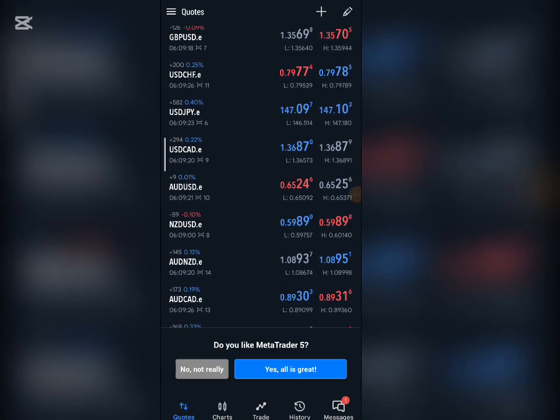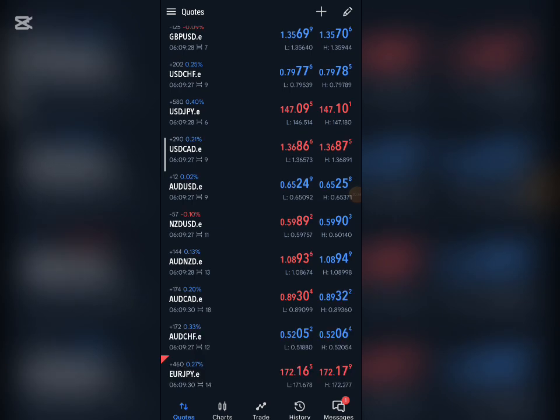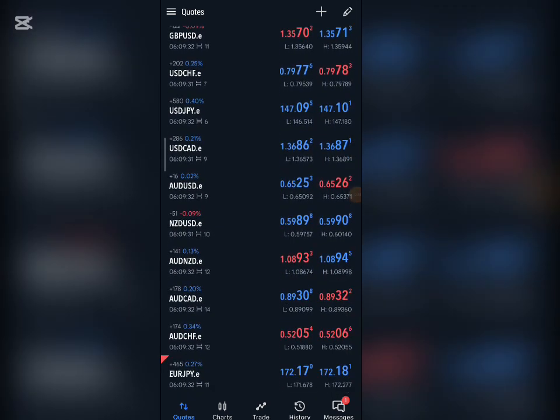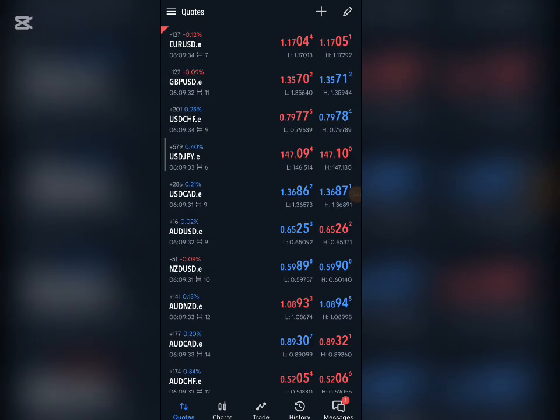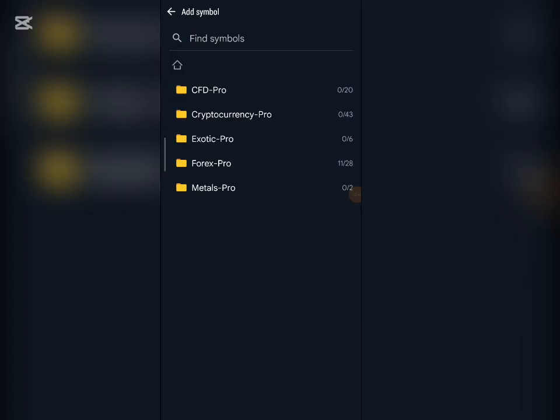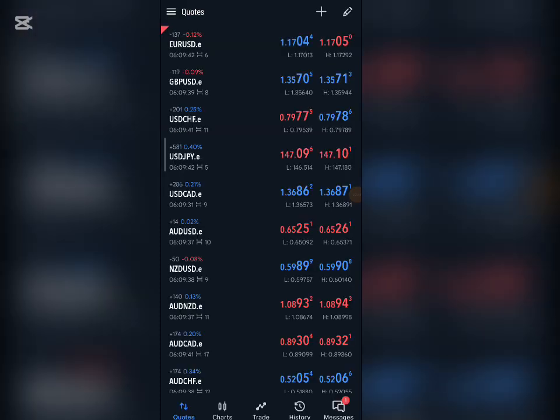We're looking for USD CAD. It is not here. Oh, it's here, it's even here. But if it's not here, you know what to do: you click on the plus sign. Yeah, USD CAD. There it is. New order.